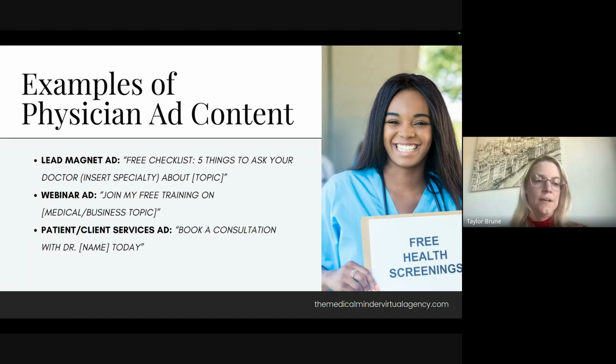And then the patient client services ad: book consultation today. I'm sure you've seen a lot of physicians' ads for their practices, and a tip that helps is not just videos of you in your clinic with your team, or you performing a procedure, showing you after the procedure with your scrubs, etc. But you want to personalize it, like show you, your team, how you're helping your patients after.